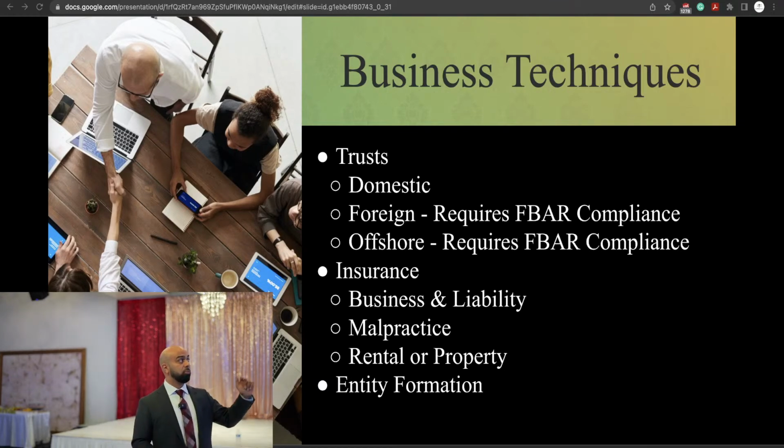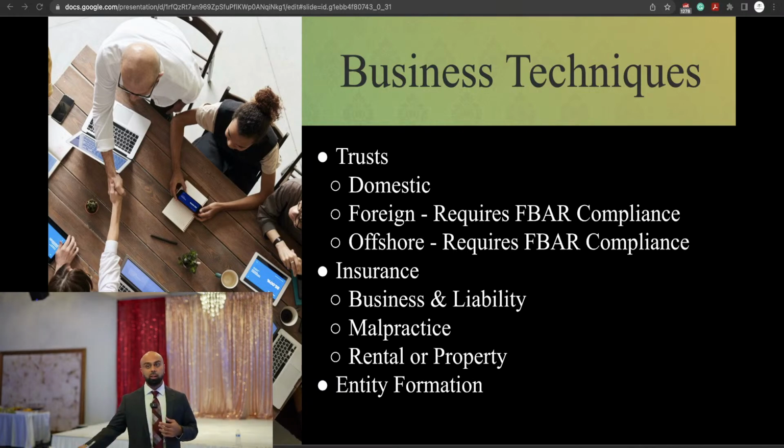Foreign trusts are those types of trusts that are in Switzerland, Hong Kong, major countries that deal in money, but don't necessarily have any connection with the United States, okay? That does require FBAR compliance, which is a report showing federal banks and accounts of financial institutions.